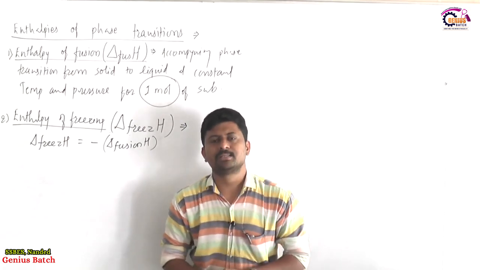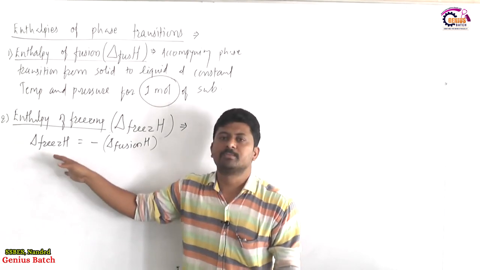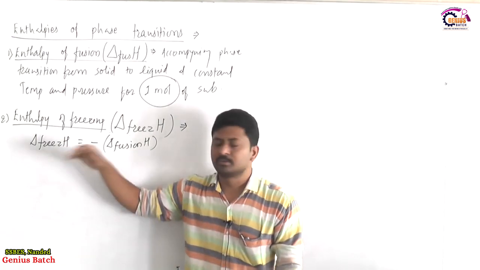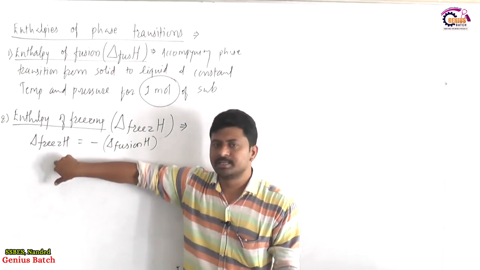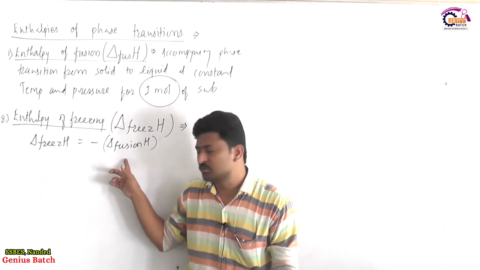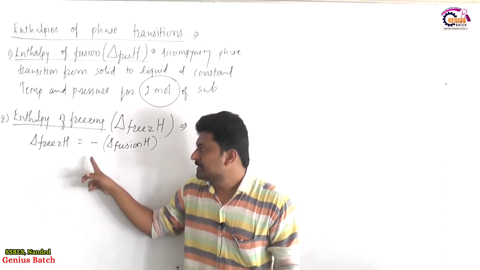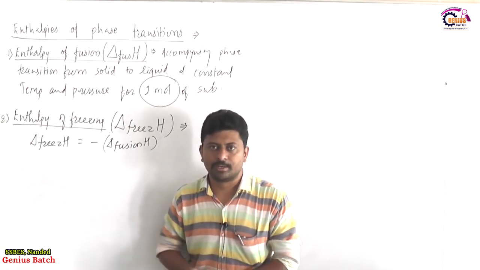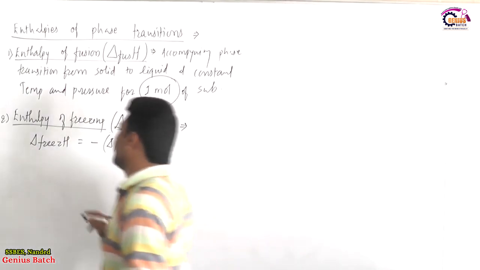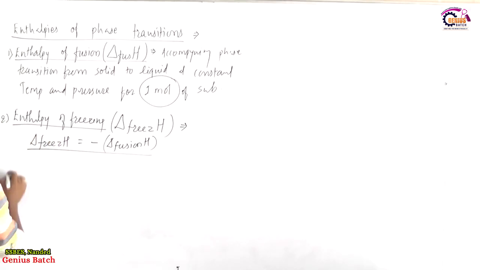It is the enthalpy change accompanying a phase transition of 1 mole of liquid into solid at a constant temperature and pressure. It will be denoted as delta freeze H, and the sign for delta freeze H will be negative because it is exothermic. Now because it is defined for 1 mole of substance, this is also an intensive property. So as a final conclusion, we have that enthalpy of freezing is the reverse of enthalpy of fusion.